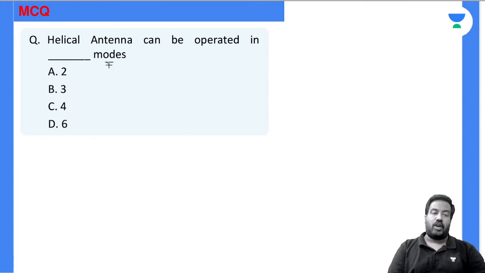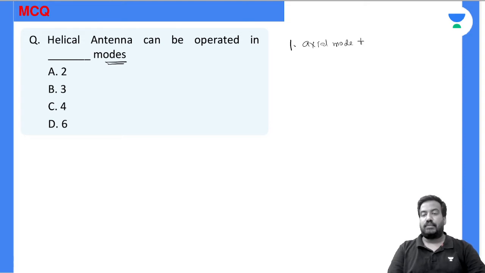Helical antenna can be operated in dash modes. Helical antenna can be operated in axial mode, where n into L. Axial mode is where circumference is approximately equal to lambda.